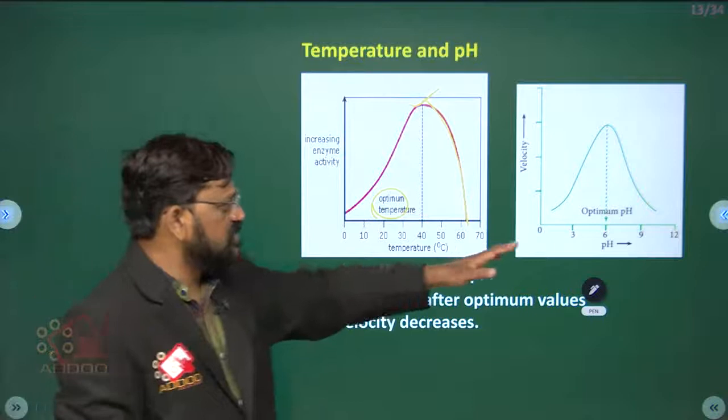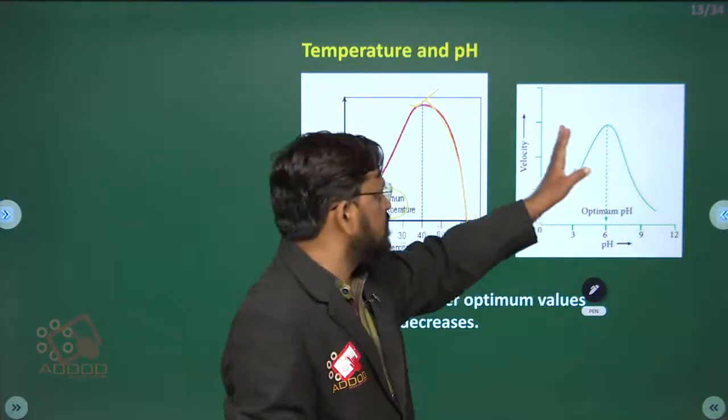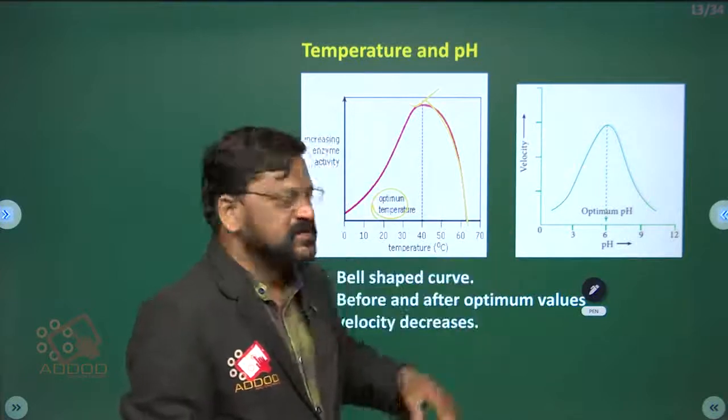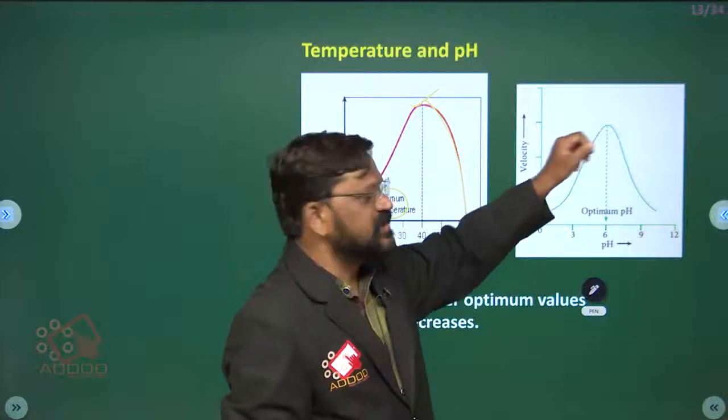In the same way, if you see the pH also, here the pH is taken on the x-axis and the velocity on the y-axis. When you increase the pH, until reaching the optimum pH, the rate of reaction increases.